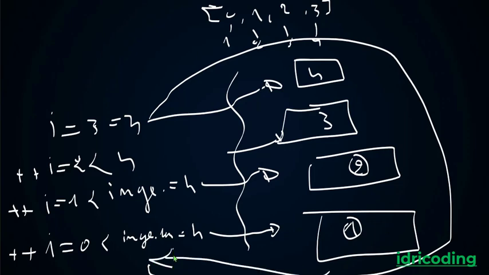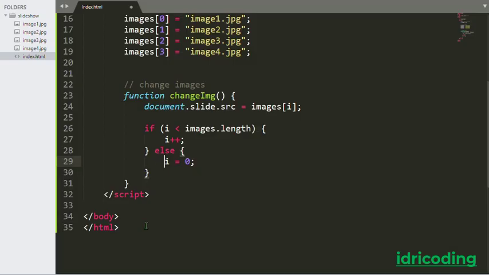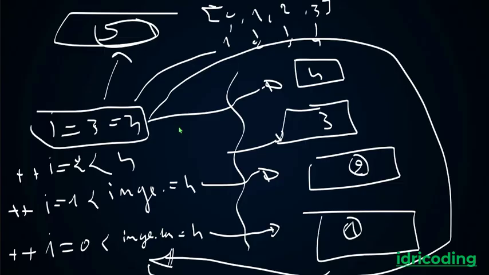It is this value here, i equal to 0. But before it returns i to its first value, it's going to automatically display a fifth picture that we don't have, because we have just 4 pictures. So how to fix this? I hope you get the idea.